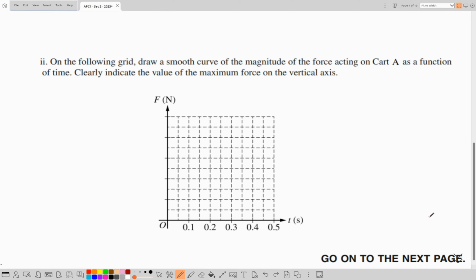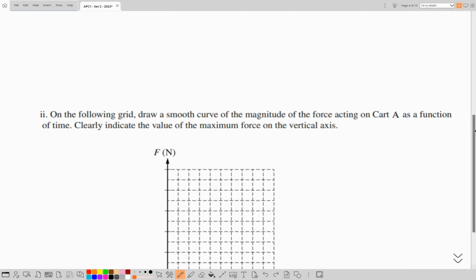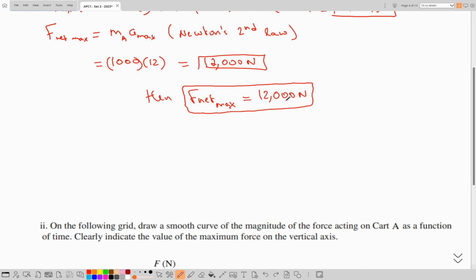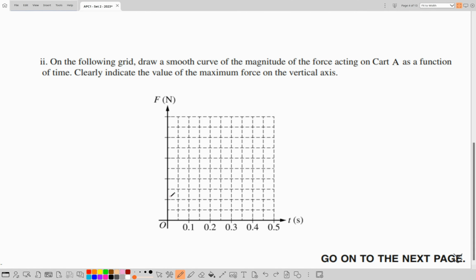Now in idea number 2, they're telling us: on the following grid, draw a smooth curve of the magnitude of the force acting on cart A as a function of time. Clearly indicate the value of the maximum force on the vertical axis. Now, the maximum force achieved during this collision is 12,000. Accordingly, let's label the curves. So if this is 2, 4, 6, 8, 10, 12, basically this is 12,000. Or fine, you can just label it here to be 12,000.